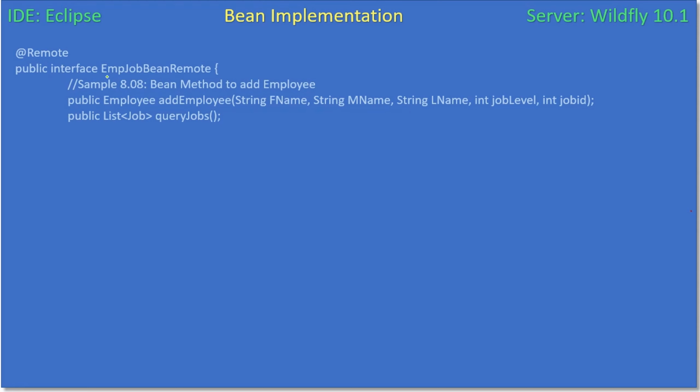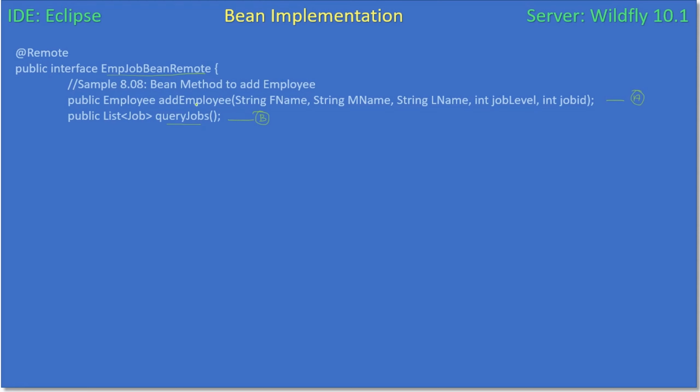So here if you see, this is our emp job bean remote interface, and we are adding two functions. This is the first function and this one is the second function. Here if you see, the query jobs just returns a list of jobs. So why are we implementing this? Because we need to populate the list of jobs in the drop down menu, in the combo box or choice. In the HTML choice, we will read this list of jobs and we will load that.